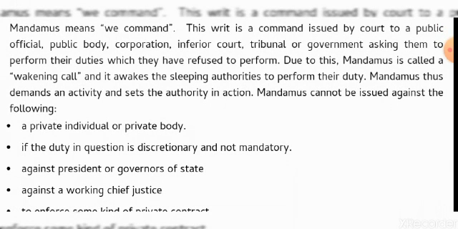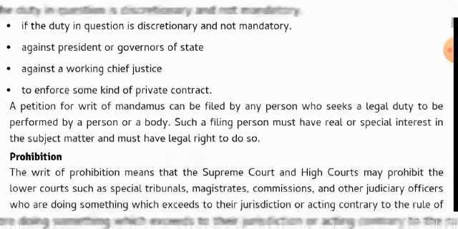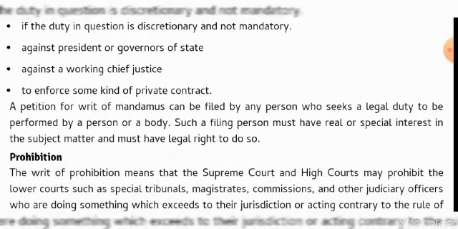Mandamus cannot be issued against the following: a private individual or private body; if the duty in question is discretionary and not mandatory; against the president or governor of a state; against a working chief justice; to enforce some kind of private contract. A petition for writ of mandamus can be filed by any person who seeks a legal duty to be performed by a person or a body. Such a filing person must have real or special interest in the subject matter and must have legal right to do so.